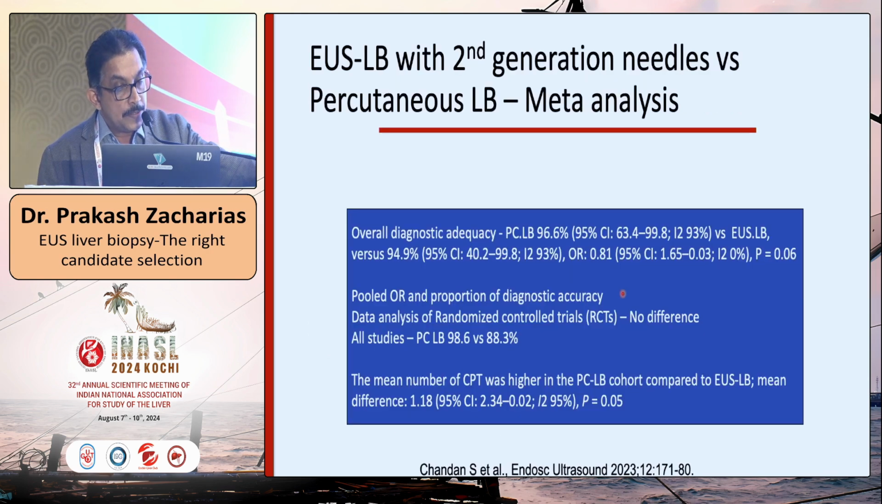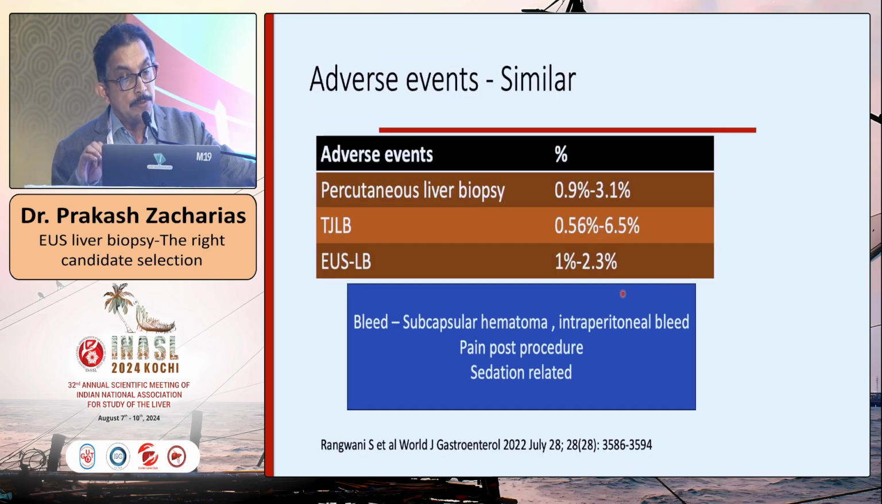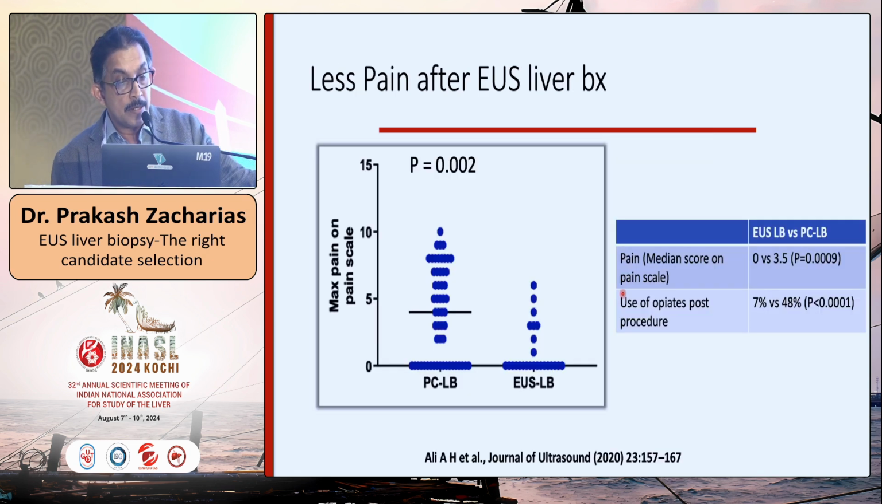So in the meta-analysis, it was found that overall diagnostic accuracy was equivalent to a percutaneous liver biopsy, and the odds ratio was also similar when you combine only randomized controlled trials. The mean portal triad count was higher in the percutaneous biopsy, but it was not statistically significant. The adverse events are similar between percutaneous liver biopsy, transjugular liver biopsy and US liver biopsy. So the adverse events as such don't have much difference. The bleed can be a subcapsular hematoma or intraperitoneal bleed. Pain during the procedure is not there, but post-procedure sometimes it can be there and these patients might require analgesics. Less pain during the procedure is what was seen in this particular study.